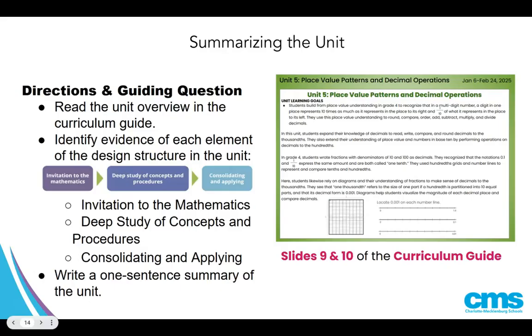Students then apply their understanding of decimal and whole number operations to add, subtract, multiply, and divide decimals to the hundredths using strategies based on place value and the properties of operations. They see that reasoning strategies and algorithms they use to operate on whole numbers are also applicable to decimals.